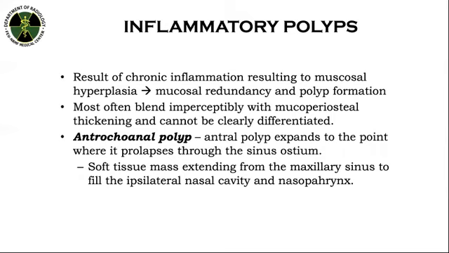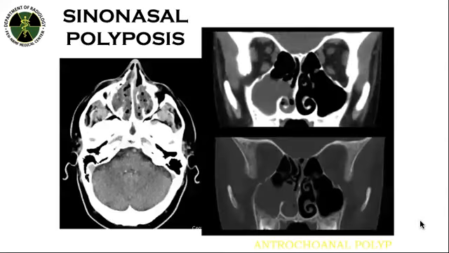So your sinus ostium, it is a common channel that links the frontal sinus, the anterior ethmoidal air cells, and the maxillary sinus to the middle meatus, allowing airflow and mucociliary drainage. So this is the common channel, your sinus ostium. And next is the sinonasal polyposis.